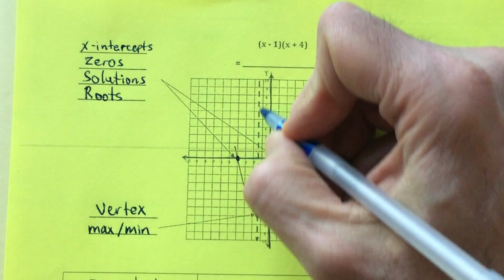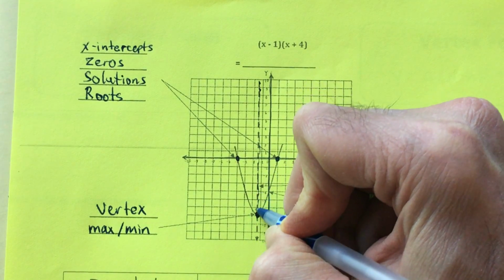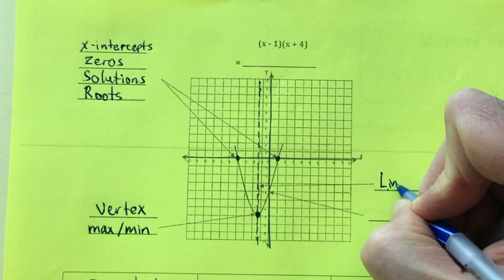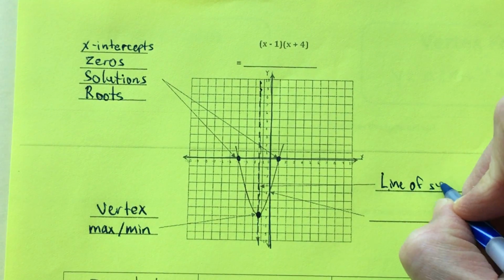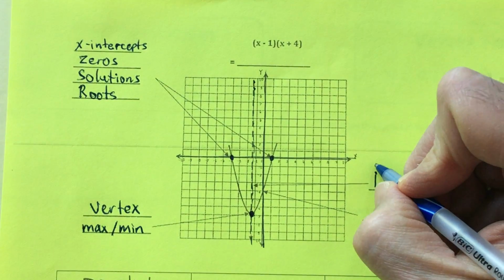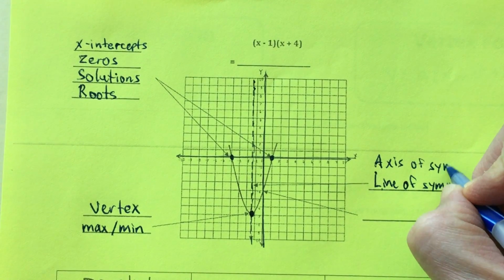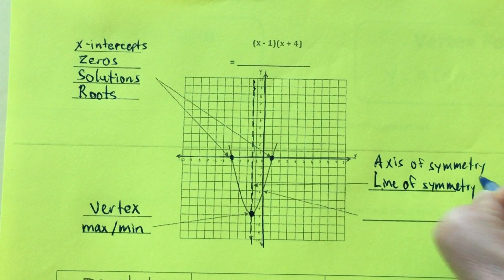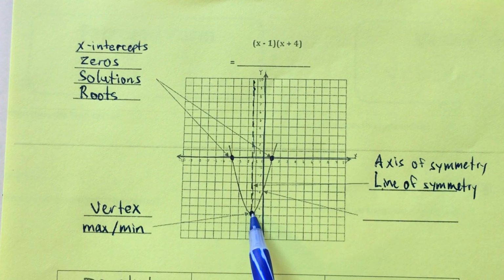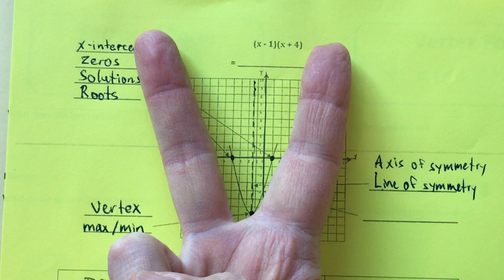This part over here, they're pointing to this dotted line. This is known as the line of symmetry, or also known as the axis of symmetry. Because the right side of this graph up to here looks just like the left side. They are symmetrical. They look the same on both sides of that line.